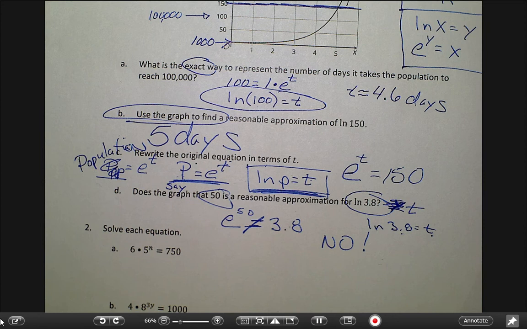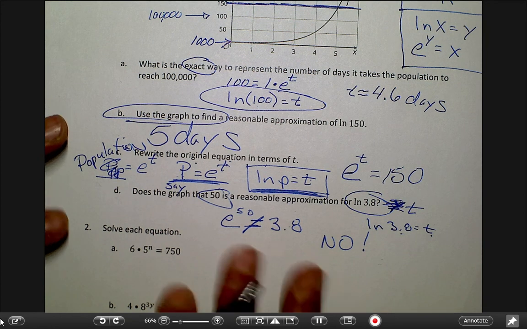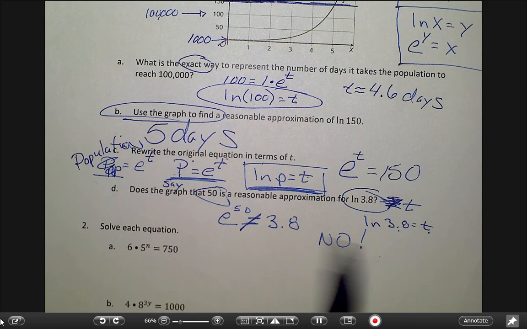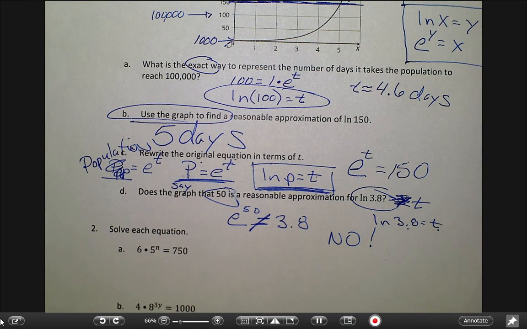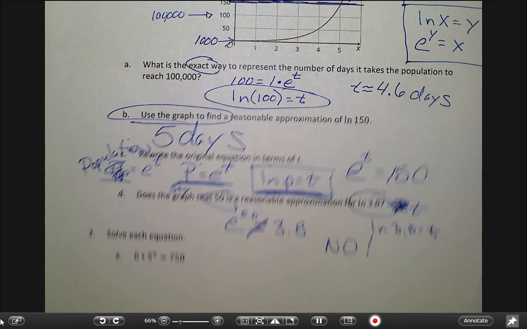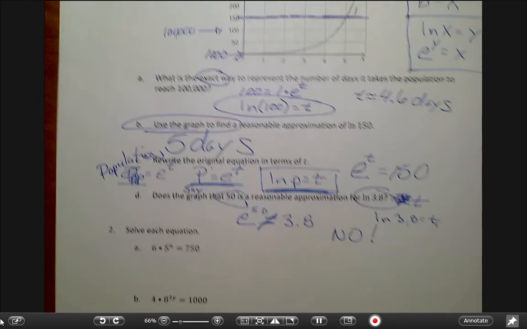All right, are we good here or no? Yeah, if you notice, I'm rewriting everything and then solving. I'm making sure everything is basically rewritten either as the exponent or as the ln. So you have to be able to go back and forth in between those.